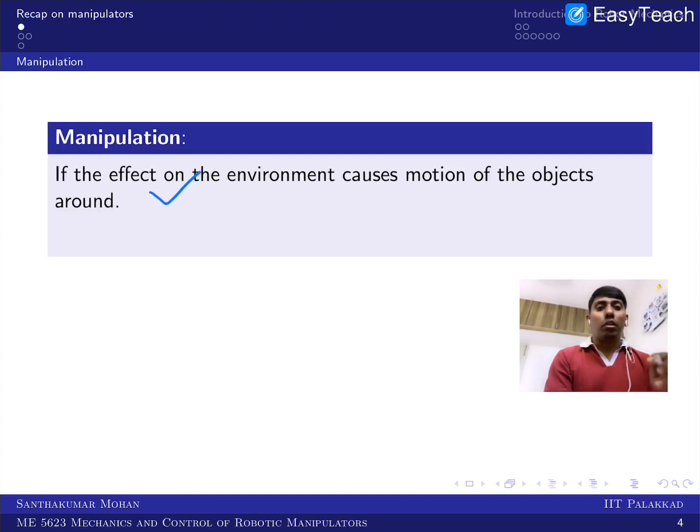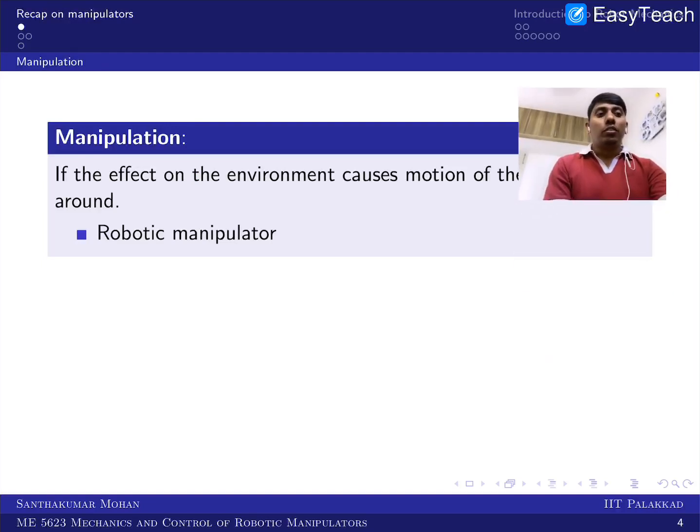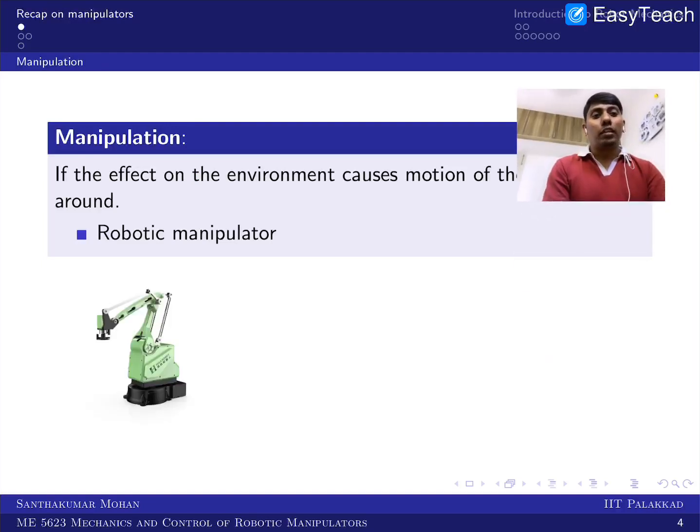Whatever manipulating device we have, we call a manipulator. Since we are talking about a robotic effector, this is nothing but a robotic manipulator. This is what we have seen. Further, this is one of the manipulators we are going to focus on. Mainly it's a serial manipulator, but that is not the focus here.